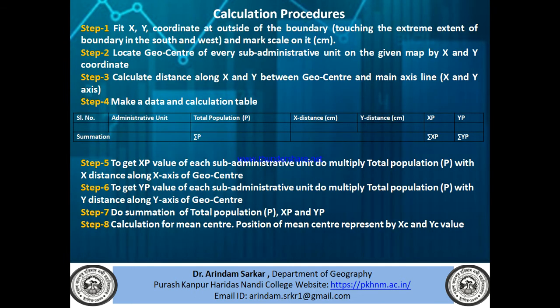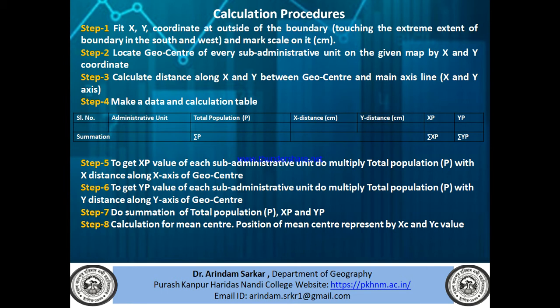Now the calculation procedure. In step 1, you need to fit x and y coordinates outside of the boundary, touching the extreme extent of the boundary in the south and west, and mark a scale on it in centimeters. In step 2, locate the geocenter of every sub-administrative unit on the given map by x and y coordinates. In step 3, calculate the distance along the x and y coordinates between the geocenter and the main axis line, that is the predefined x and y axis.